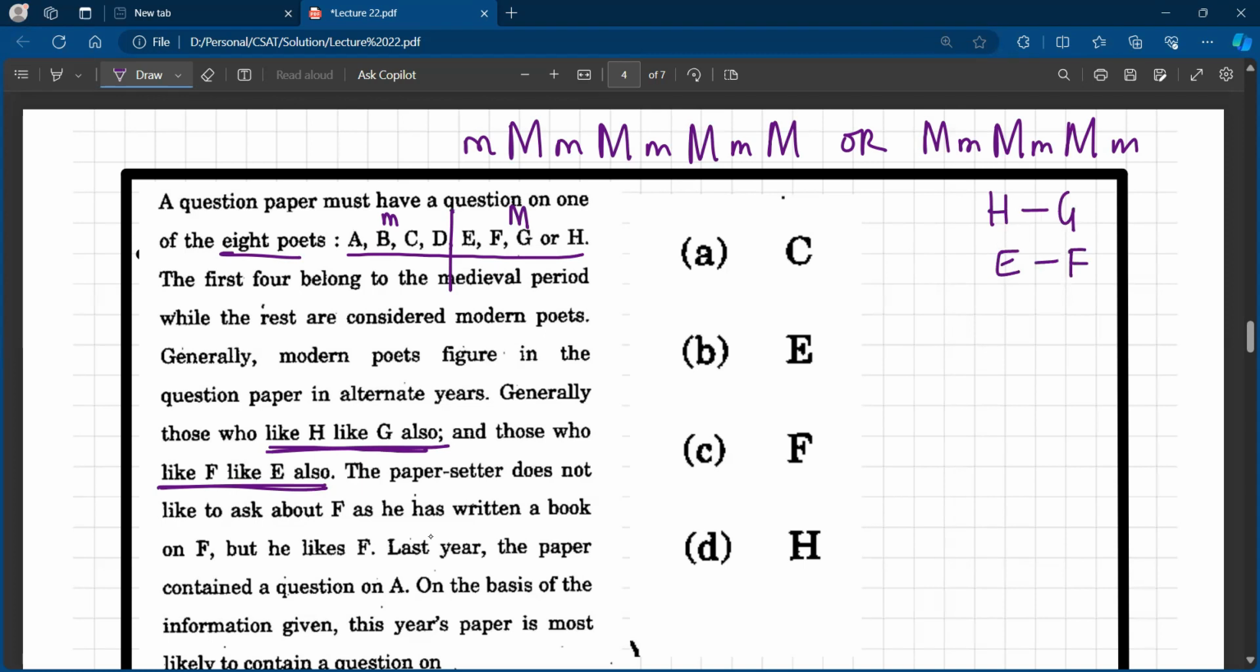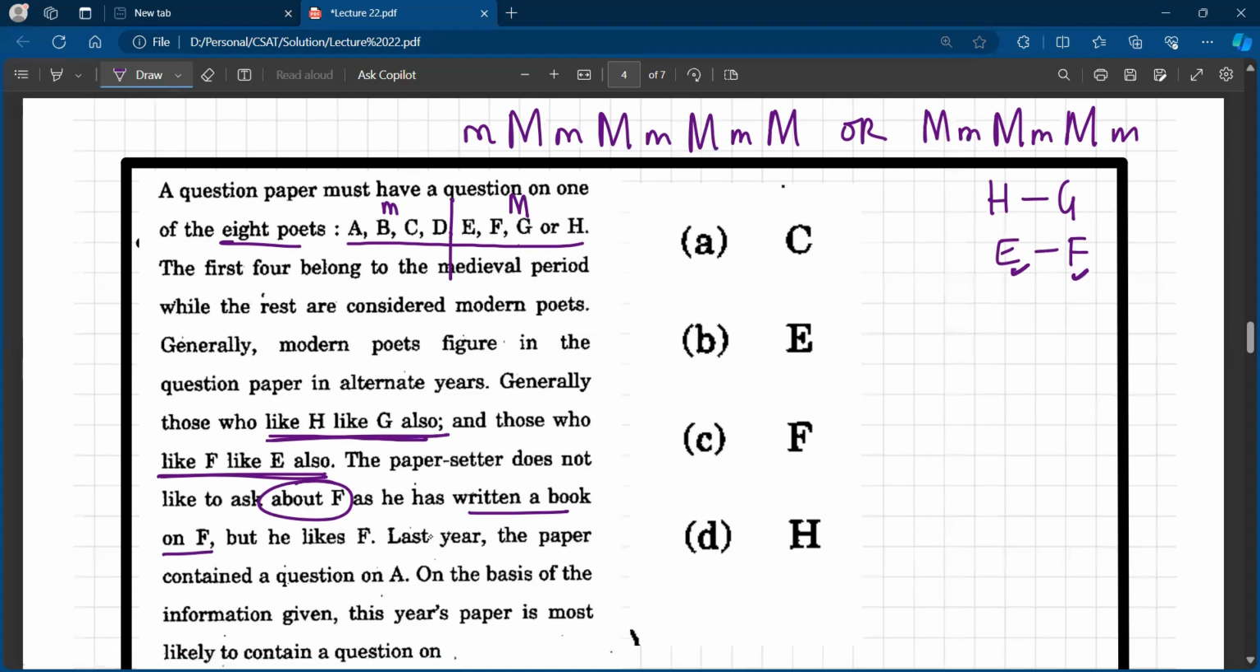The paper setter doesn't like to ask about F as he has written a book on F, but he likes E. Right? F and E. Clear? So F cannot be the answer because it has asked you on the basis of the information given. This year paper is most likely to contain a question on what? So F won't come. Why? Because the person doesn't like to ask about F but also likes E. So E has a chance of being the answer.